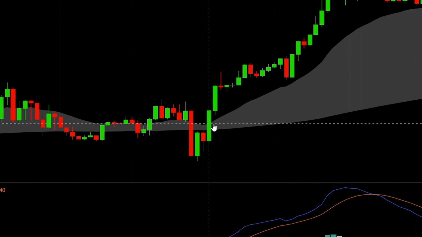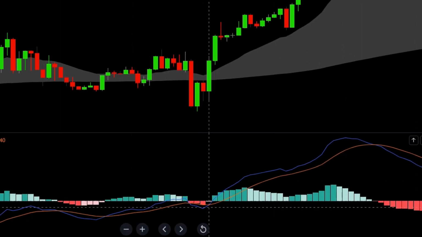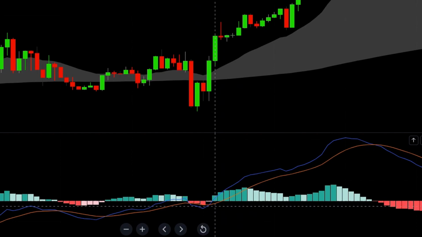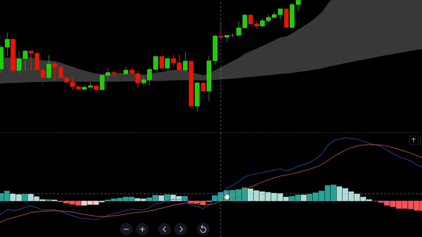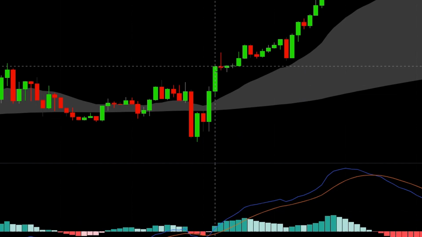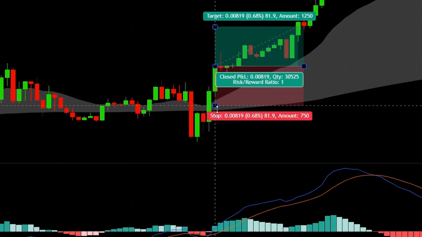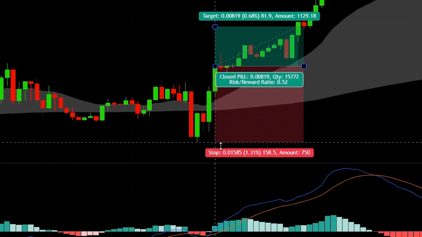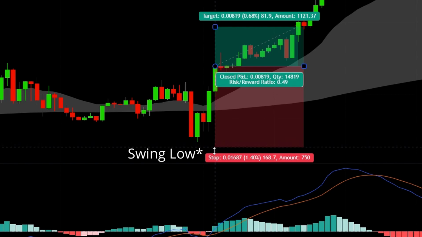The second condition for a valid long entry is to have a cross-up on the MACD indicator, which happens under the zero line. So as you can see, this is the zero line, and we have a cross-up right here. So this is going to be a valid long entry. Entry level will be at the close of the signal candle. Now the stop loss placement is a bit interesting. What PineTrades did is to place the stop loss just below the recent swing high, so somewhere around here.